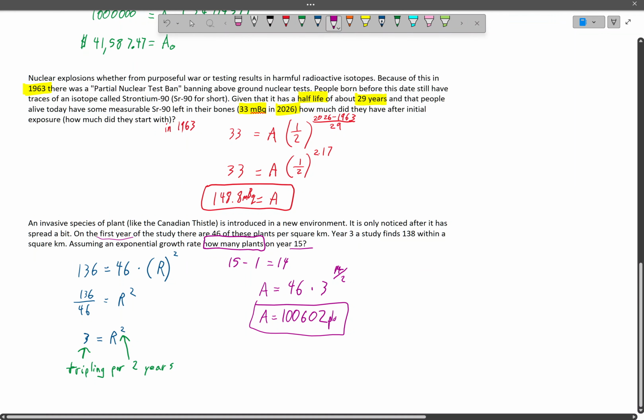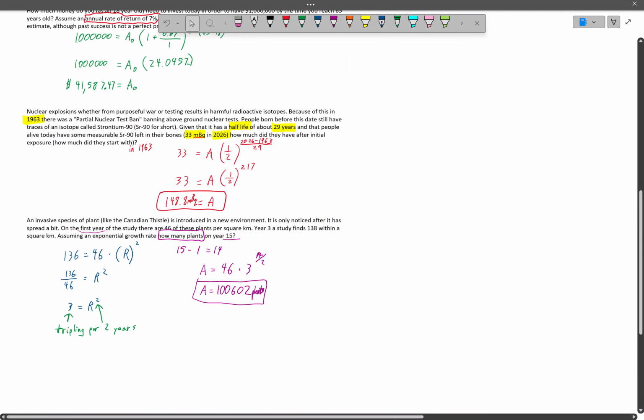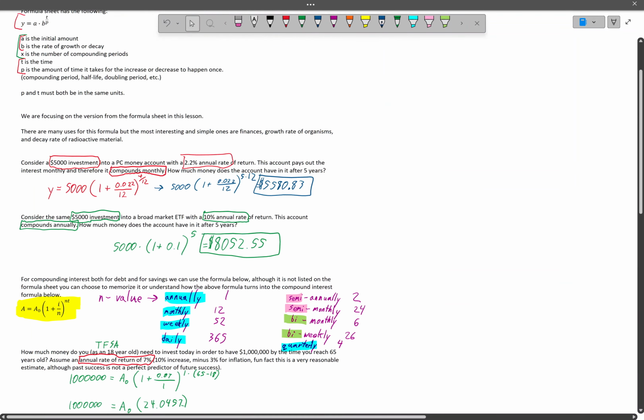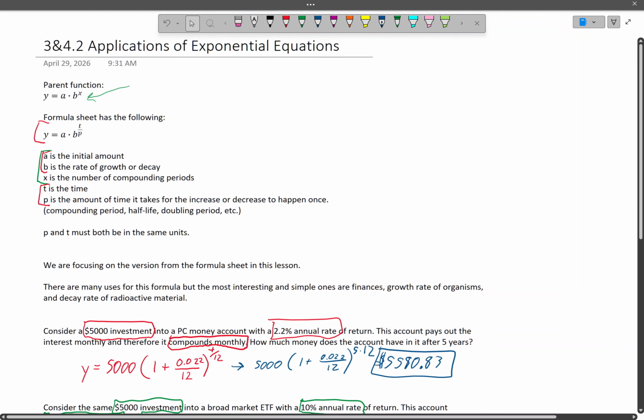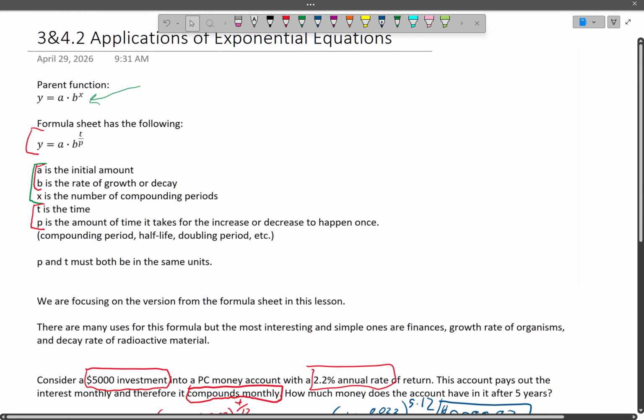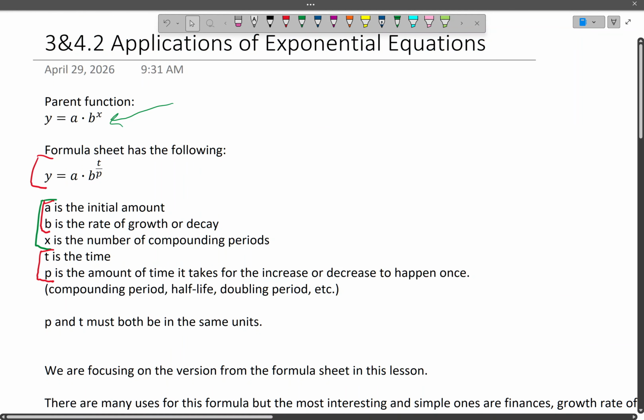All right, I hope that this video helps you better understand the concept of half-life and growth rate, decay rate, and especially the finances, which are very, very useful for real life. I hope this video helped, and good luck.